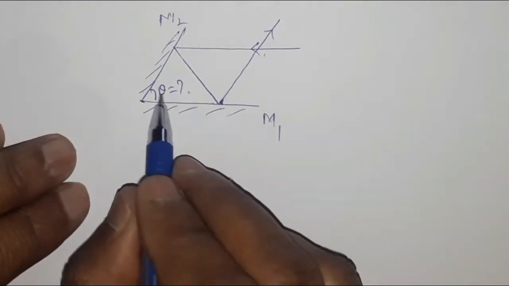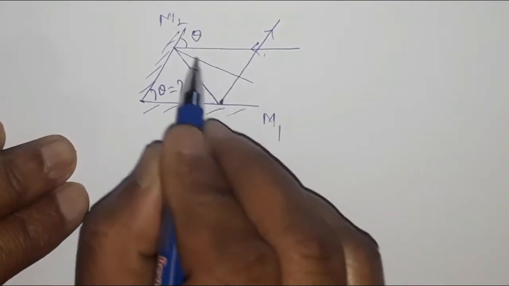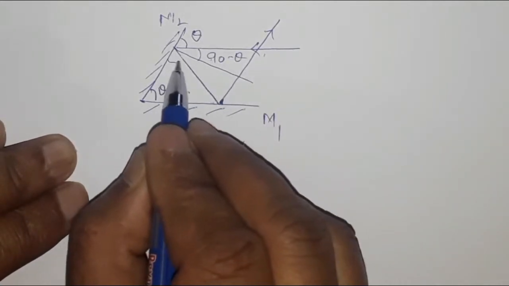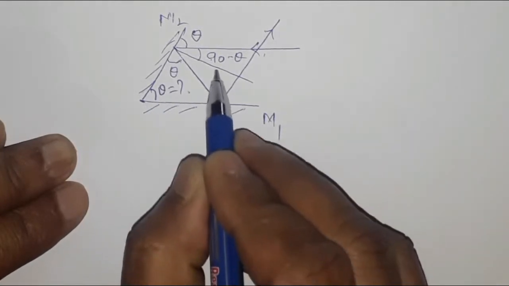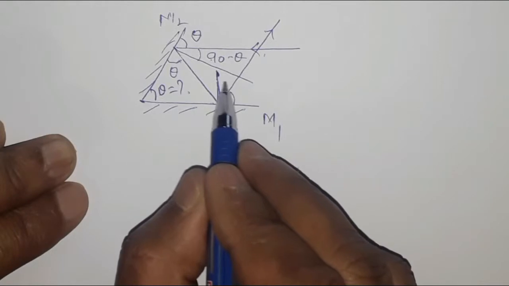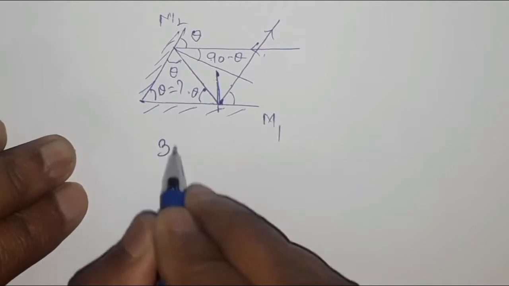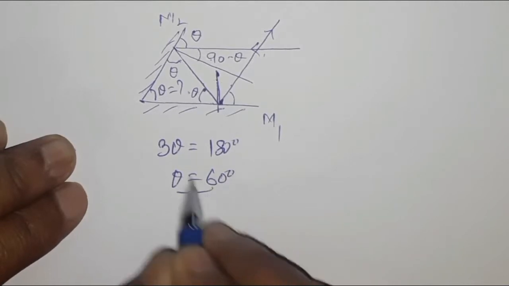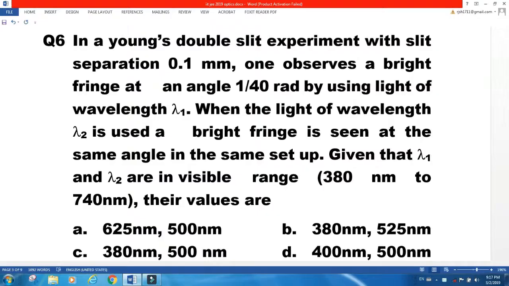Now, if this is theta, that means this angle is also theta, corresponding angle, and this is 90 minus theta. If this is 90 minus theta, that means this angle is also theta. And similarly here, if this is theta, this goes parallel, this is theta, this is 90 minus theta. That means 3 theta is equal to 180 degree, theta is equal to 60 degree. Or simply, this is an equilateral triangle because the angles are equal, so the angle will be 60 degree.